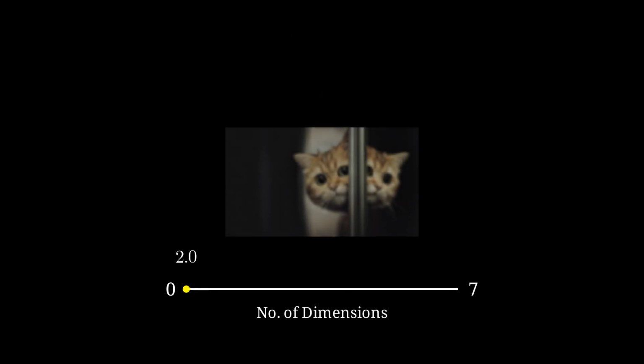The number of dimensions in a latent space is a design choice. Fewer dimensions means more compression, but might lose important details. More dimensions retain more information, but can make the model harder to train or interpret.